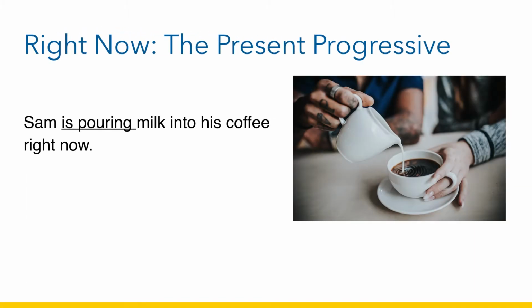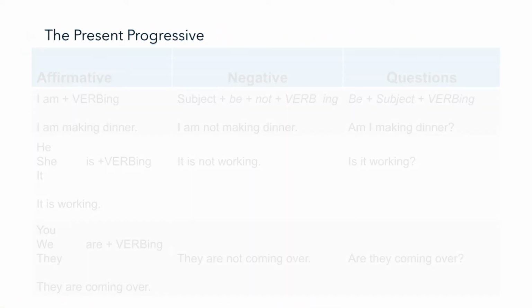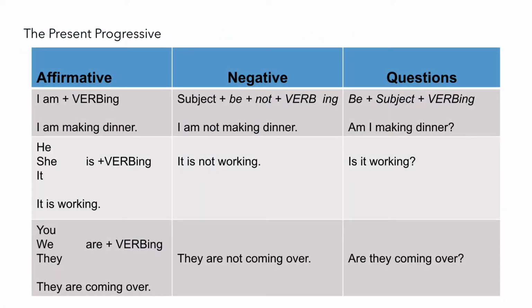Another tense we use to talk about the present is the present progressive. We use the present progressive to talk about what is happening right now. For example, Sam is pouring milk into his coffee right now. This is how we form the present progressive. We need the present form of the verb be and the main verb in its ing form.